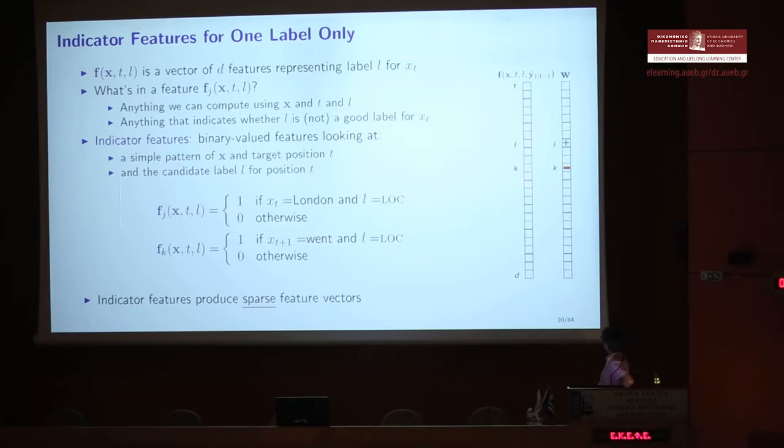Now, feature K might be: if the next word is "went" and the label is location, right? If that pattern occurs, there's a flag and it gets set to one. So at position K, if that's the case, there will be a one, and the weight vector might put a very negative weight here. Why? Because it's not a good assignment. This one is a good assignment, and this is not a good assignment, because words followed by "went" are not locations, even if they look like that. So if our weight vector puts more negative weight here than positive weight, we will not assign location to London. Do you get the picture?